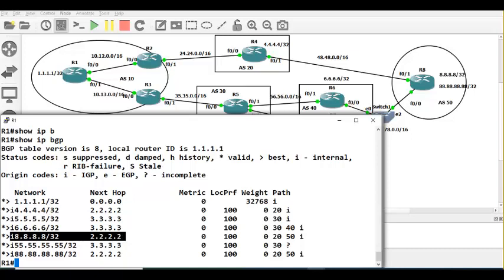Don't think only from the BGP perspective, because we are in the BGP topic. Sometimes you will think only from the BGP perspective. This is something related to basic fundamentals of routing. So the next hop has to be initially... next hop is already given.